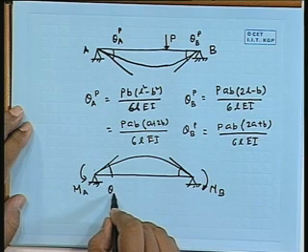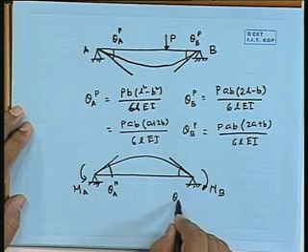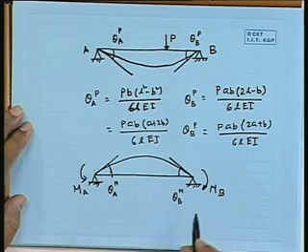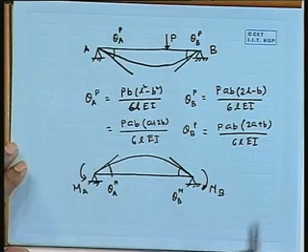So it should be theta A due to moment and theta B due to moment. So theta A, this is theta A due to the moment, and this is theta B due to the moment. Now this theta AM, theta BM, they are produced by MA and MB.